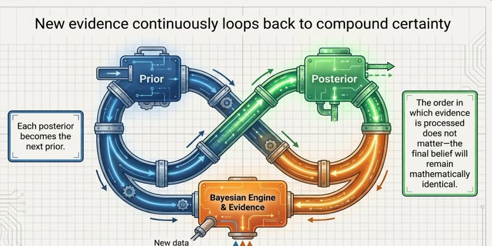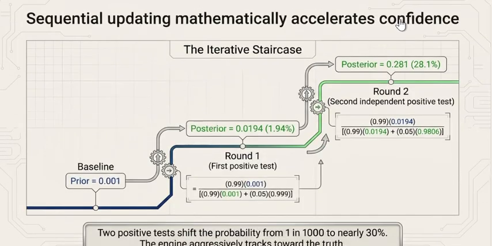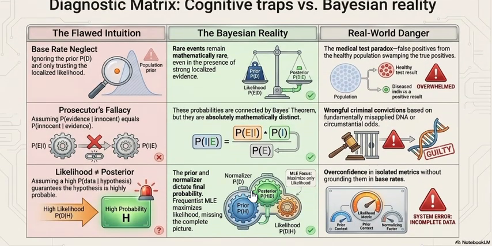This diagram simply states that the new prior value will be equal to the posterior value of the previous step. The order in which evidence is processed does not matter. The final belief will remain mathematically identical. The sequential updating process is shown here. See, here's the prior, here's the posterior. This posterior will become the prior for the next step. Moving on, this is just an example.